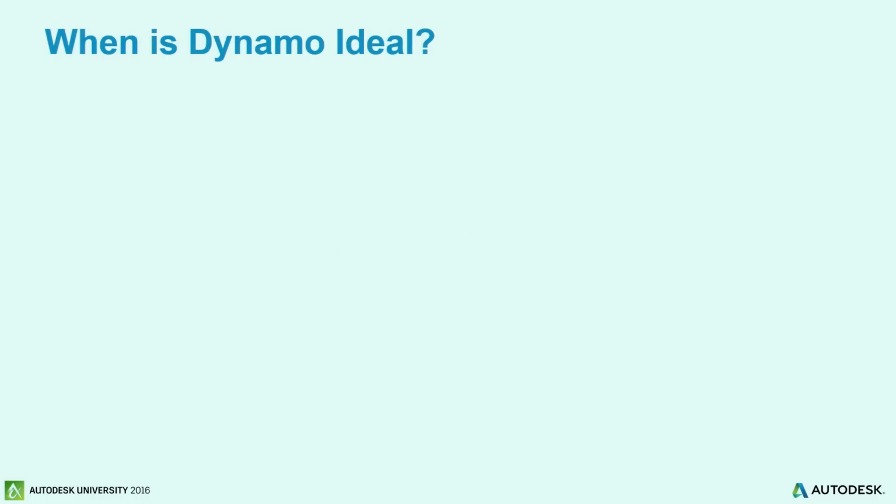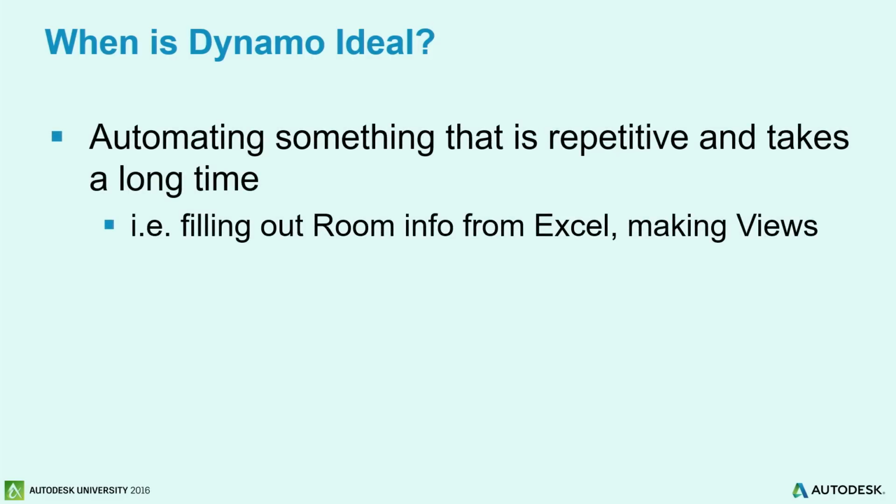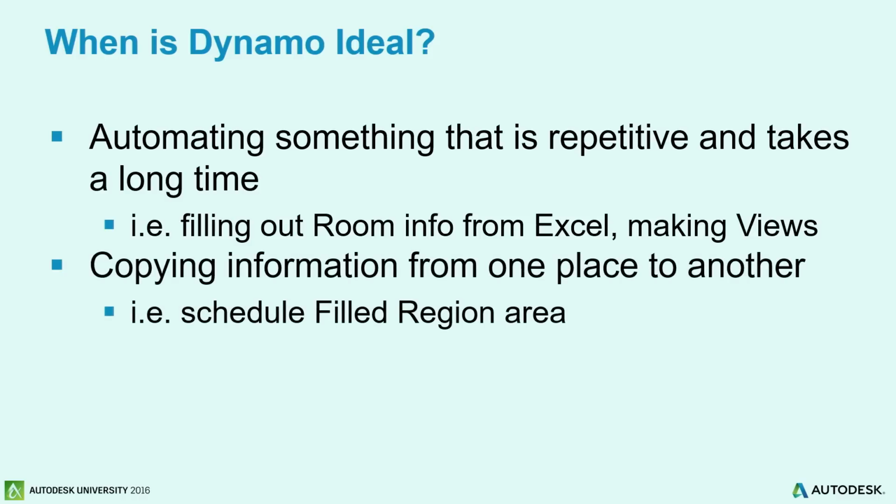Let's get to the positive things. Automating, like this is basic stuff here, automating something that is repetitive and takes a long time, number one. So something we're going to do today is fill out room information using Excel. Also making views, it's great at that. It's a very tedious task in Revit, but Dynamo makes it better. Copying information from one place to another, you'll see that when we do a filled region area, we take the area and then put it into another parameter which you can schedule.